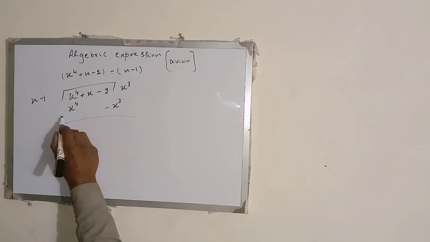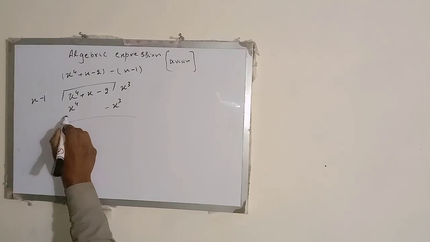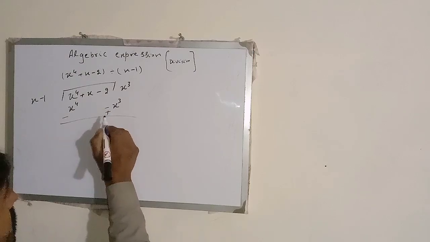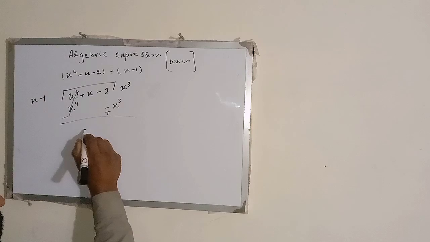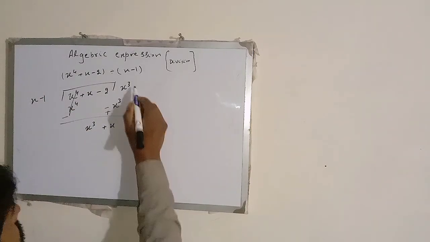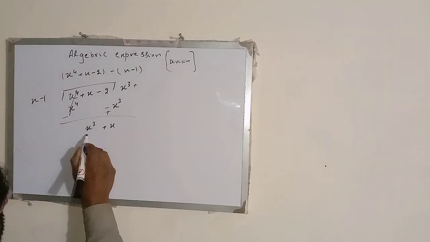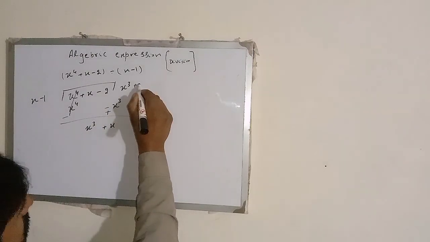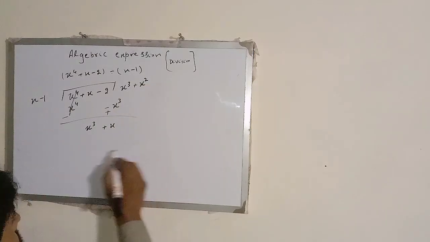In division, we subtract the terms below from the expression above. For subtraction, the signs change. The same terms cancel each other. The remainder is x^3 + x. Now we get the result x^3, and for this we multiply with x^2.